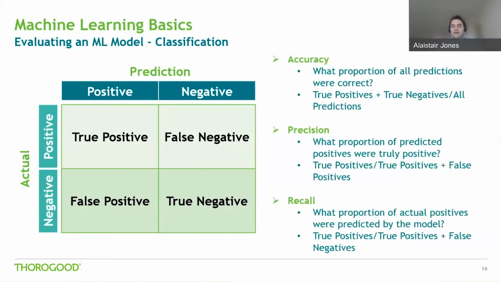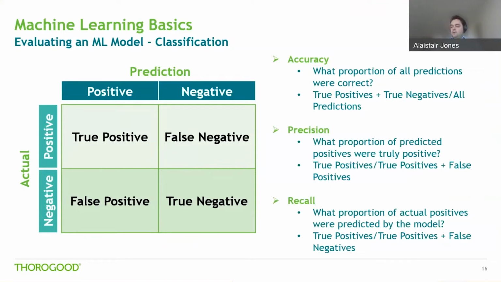So we can look at some metrics for this. They include accuracy, precision, and recall. They mean different things. Accuracy is what proportion of all predictions were correct. Precision is what proportion of the positives were truly positive. And recall is what proportion of actual positives were predicted by the model.